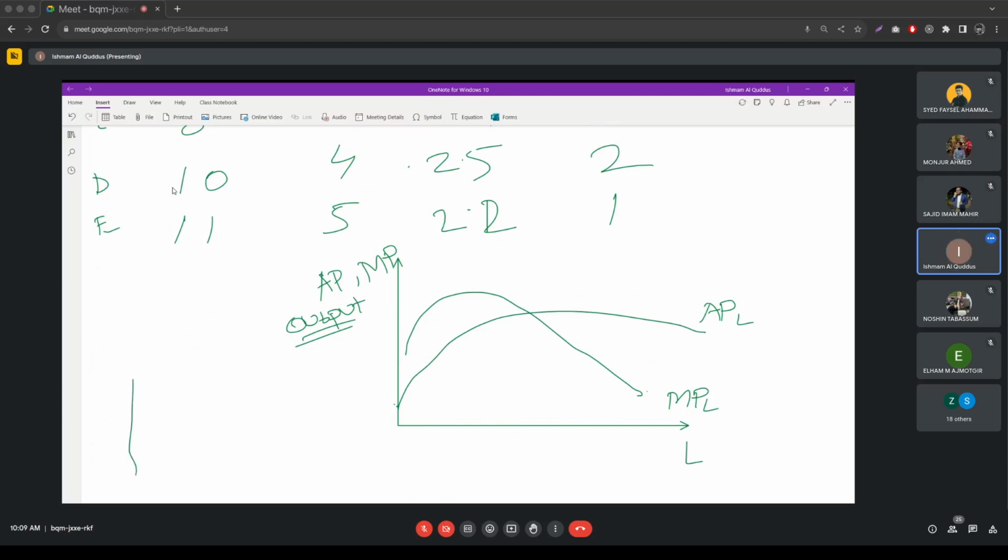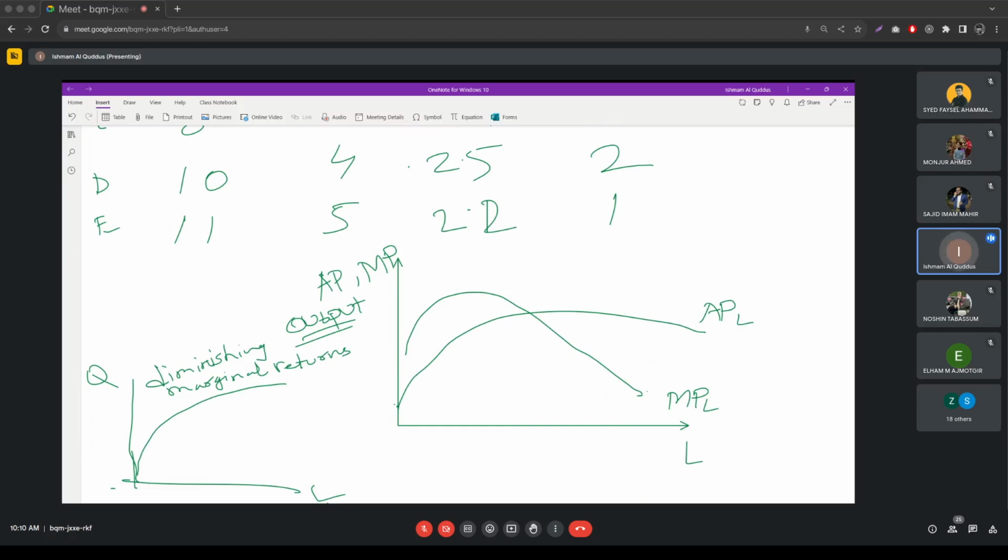Usually, if you plot the graph simply based on output and labor, you'll get a total product curve, which is something like this. Now, this indicates a very important concept of economics, which is called diminishing marginal returns, or in short, diminishing marginal.